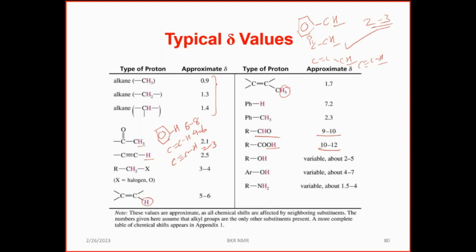There is something known as variable values for exchangeable protons. Exchangeable means OH, NH, so alcoholic, phenolic OH, or you can have the NH2 and carboxylic hydrogens. These hydrogens are exchangeable. They exchange with the solvent or their counter molecules, so they will be exchanging. So the values vary, and the range comes as 4 to 7, 2 to 5, 1.5 to 4. So you'll be having variable values.